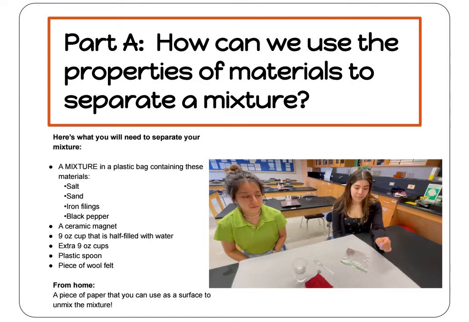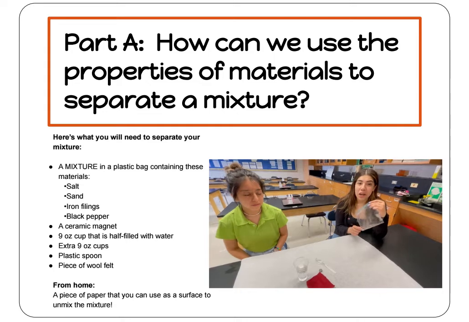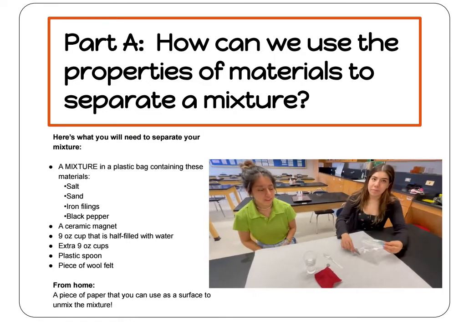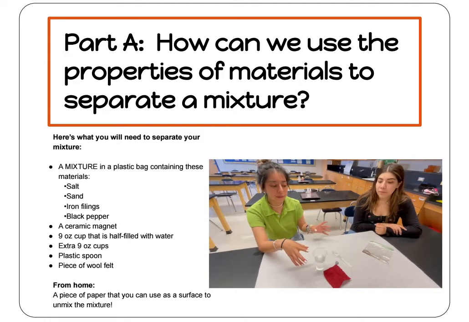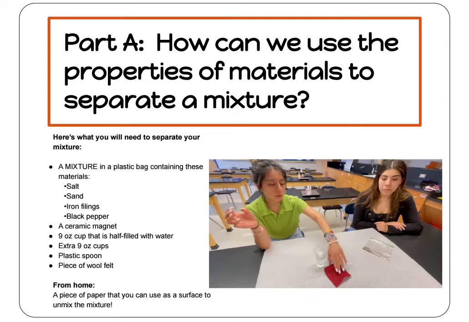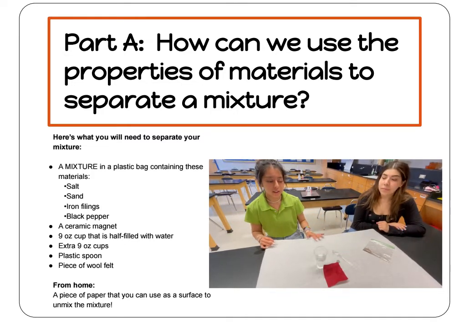For our first experiment, we are going to use the properties of materials to separate a mixture. Here are the materials you will need for this experiment. You will have a bag containing a mixture which has iron filings, sand, salt, and black pepper. And these are your tools to separate the mixture. We have a cup of water, a plastic spoon, wool felt, and a ceramic magnet. This is also very messy, so make sure to protect your space.